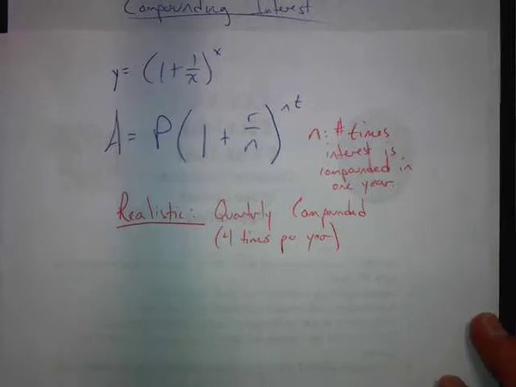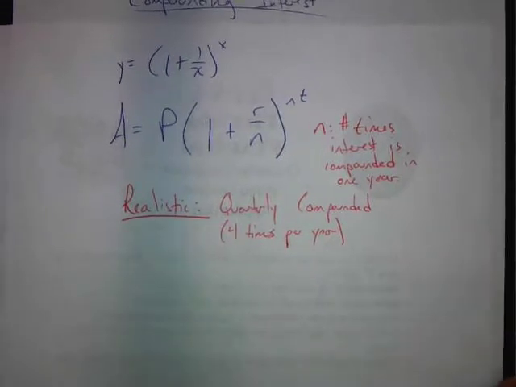And by realistic, I mean, man, if you can find an account that's going to pay 5.1% interest compounding quarterly, dude, grab that. Throw your $2,000 into that. That's pretty good. So let's see what we would have. Everything else remains the same.